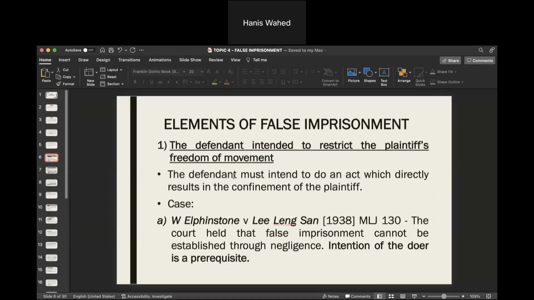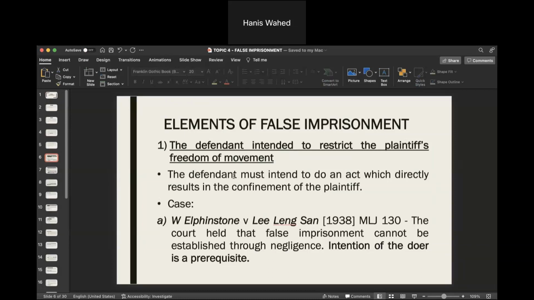So katakan if we have A and B. A katakan dia hold B's hand to stop B from leaving without B's permission. A must have the intention to do the act. If, let's say, A is forced by another party, then there is no false imprisonment.